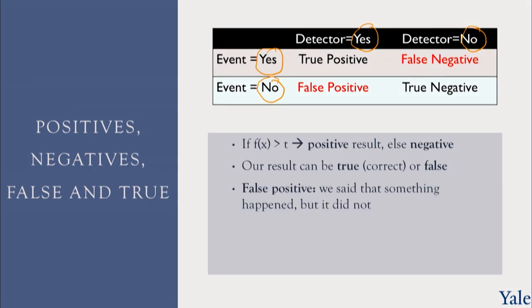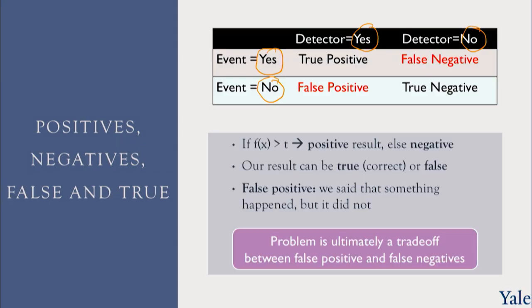And false positive, just to reiterate, means that we said something happened, but in fact it did not. And the problem ultimately is a trade-off between false positives and false negatives. So these are the bad things, the thing in red here, and our trade-off between those two things. A false positive, we said there's an enemy plane and there's no plane. A false negative, we said there's no plane, but in fact there is a plane. Those are the things we try to avoid.